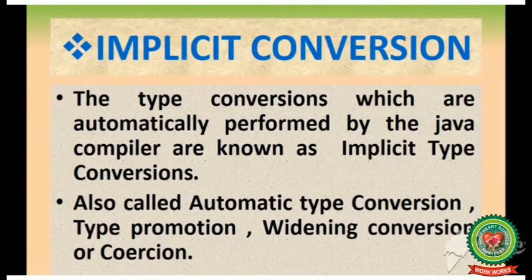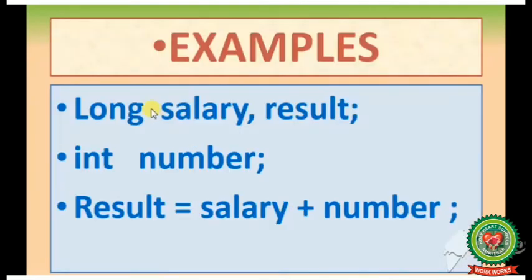Now we will discuss one example, meaning how the smaller data type will change into the larger data type by the Java compiler. long salary, result. So salary and result have the data type long. int number. So number has the data type int. So how will we evaluate this expression? result is equal to salary plus number.